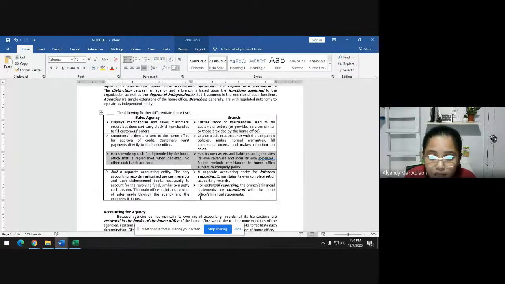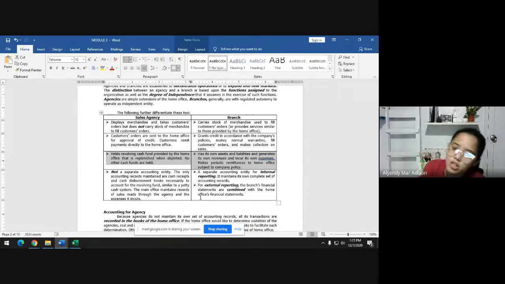While in a branch, it has its own assets and liabilities and generates its own revenues and incur its own expenses, makes periodic remittances to home office subject to company policy. Okay? So, just like sa atong pagkahibalo sa isa ka independent nga business, mao ang ginabuhat sa branch. Okay? And then, kanang branch is that since branch naman siya ni home office, dili nagpasabot nga independent siya. Siya na lang jud tanan, no? There are times in which the home office will ship merchandise to the branch. So naa lang gihapon sa transactions with each other, no?